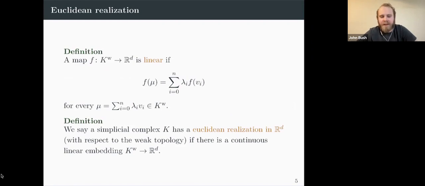So what then is a Euclidean realization? This is specifically a map from the geometric realization to a Euclidean space, and it's a linear map. By linear, I just mean that the map needs to respect the convex combinations. So if I start with some point in bars around K, in the geometric realization, this is some convex combination of vertices. The image of that combination is the same convex combination now applied to F of the vertices. So basically we just extend this map linearly across these formal sums. We'll say that a simplicial complex K has a Euclidean realization in R^D with respect to the weak topology if there's a continuous linear embedding from the geometric realization into R^D.